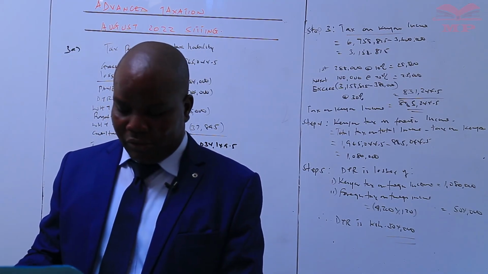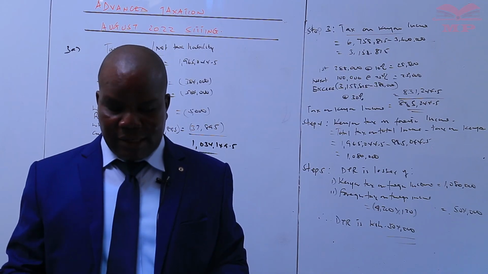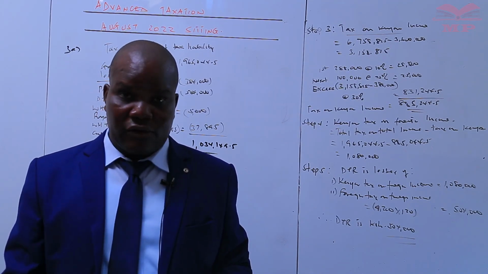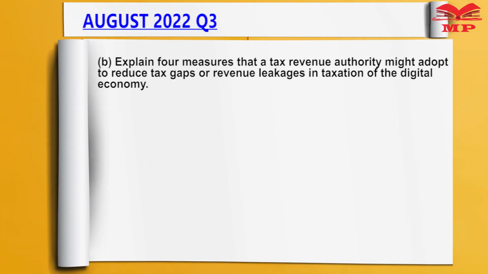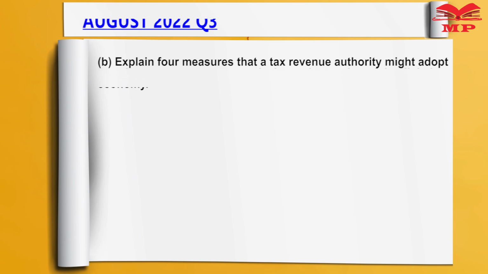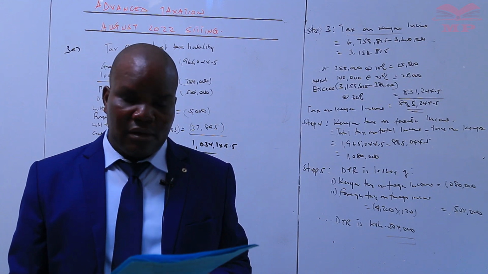So that reminds you to have a detailed understanding of the topic, taxation of cross-border activities. Question 3B is a theory question saying, explain 4 measures that a tax revenue authority might adopt to reduce tax gaps or revenue leakages in taxation of the digital economy. Now, this is an issue touching on emerging trends.